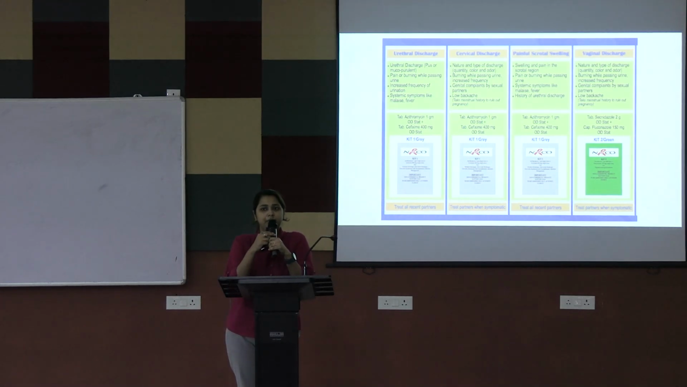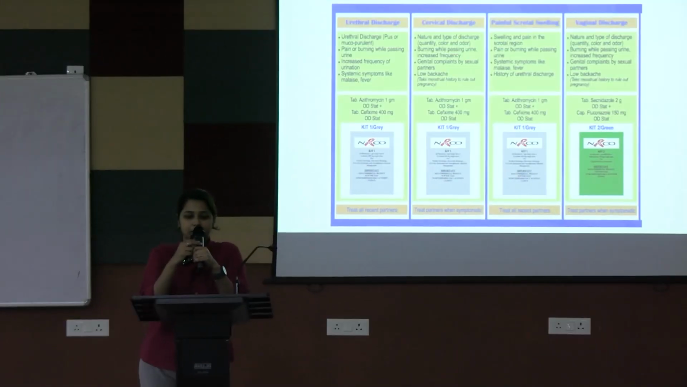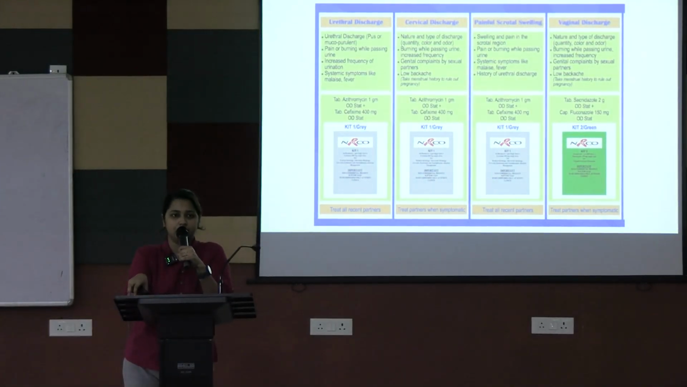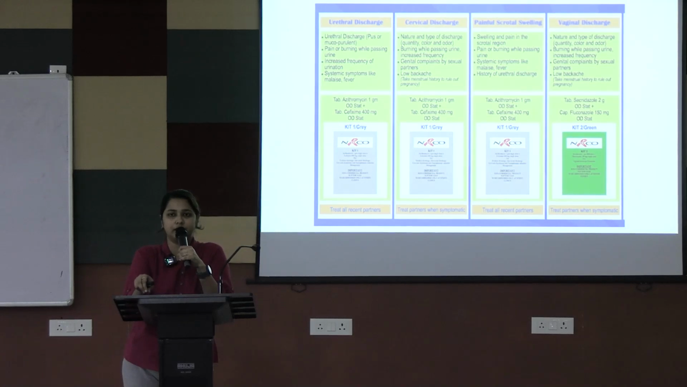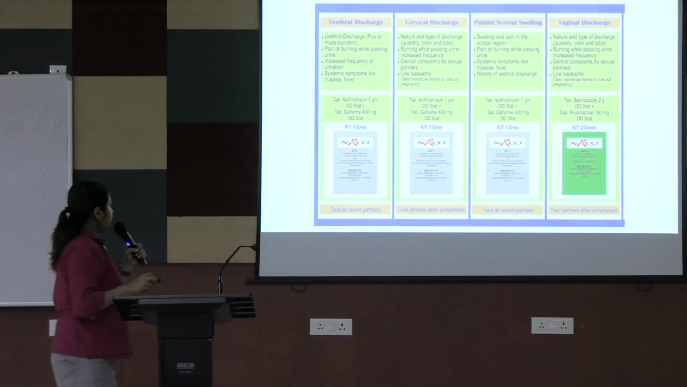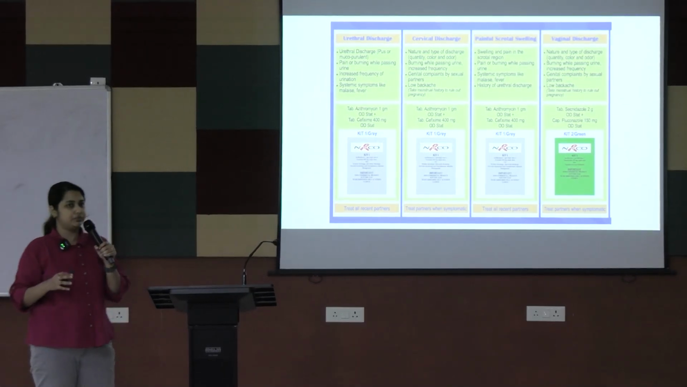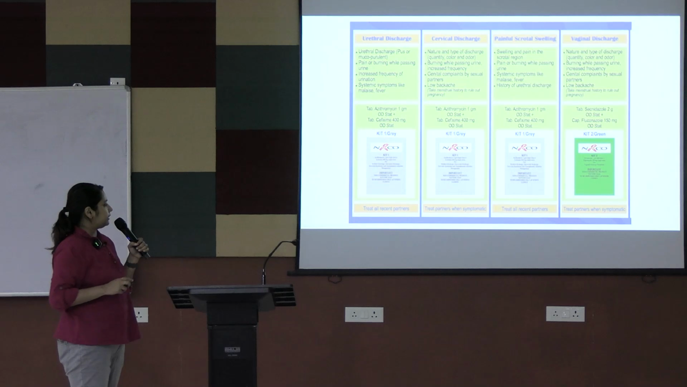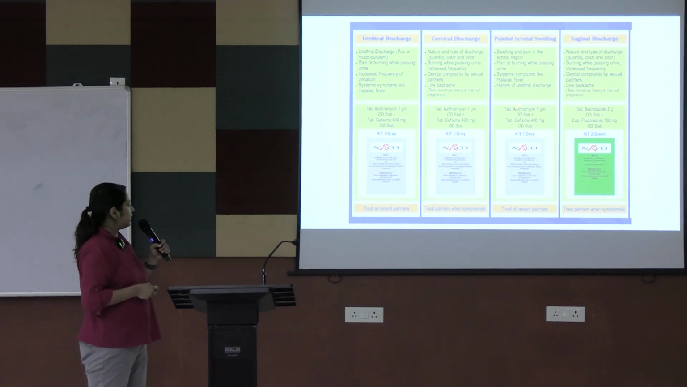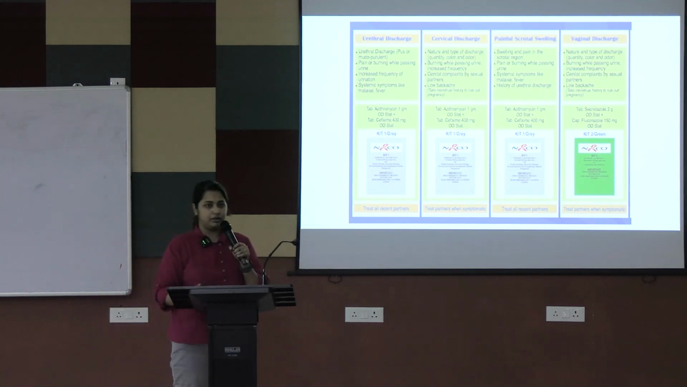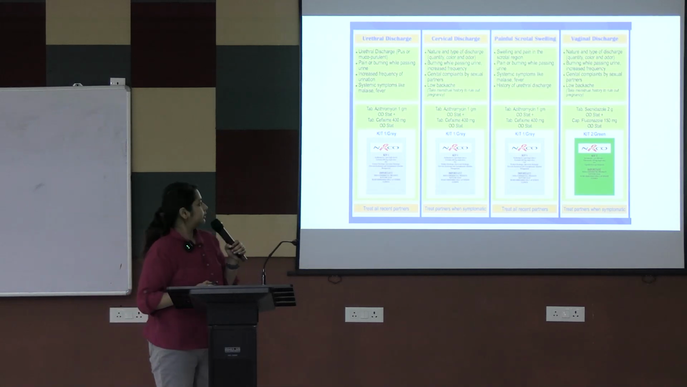In primary and secondary health centers, kits are given, depending on the symptoms of the patient. In the centers, what you do is syndromic or symptomatic management of the STI. For urethral discharge, cervical discharge, and painful scrotal swelling, you give the grey kit. The grey kit has 1 gram azithromycin stat and tablet cefixime 400 milligram stat. This is the first kit.